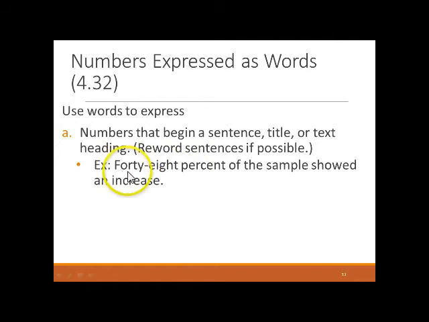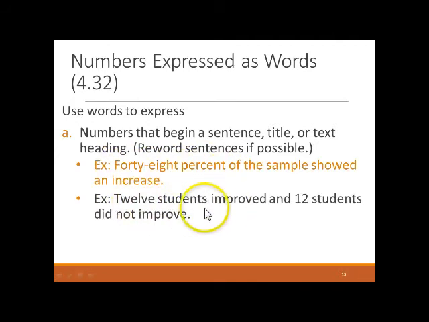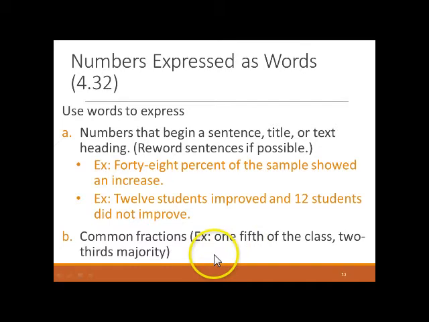Also, here's an example, 48%. And in this one, 12 students improved, 12 students did not improve. Here, because the number is 10 or greater, we write it as a numeral, but because the same number starts a sentence here, we have to write it as a word. And then common fractions are also written as a word.